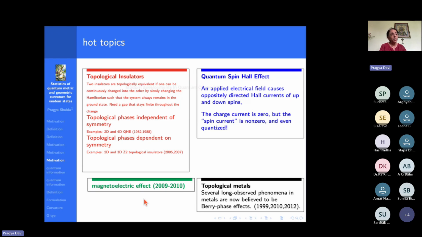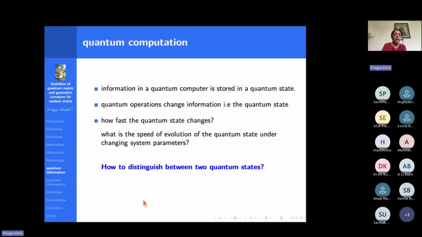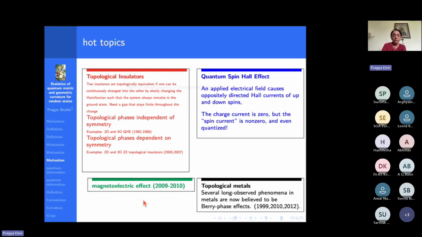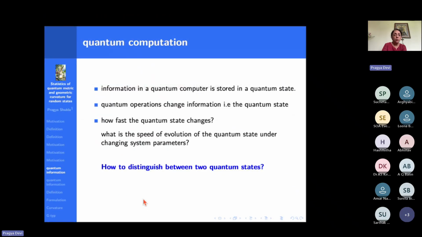Actually, if you hear any condensed matter conference nowadays, geometric phase is always mentioned, and it's actually the geometric phase in quantum systems, which is called Berry phase. Okay, but this is my topic. My focus is not on the topological materials, rather quantum information, and I'll now move to that.